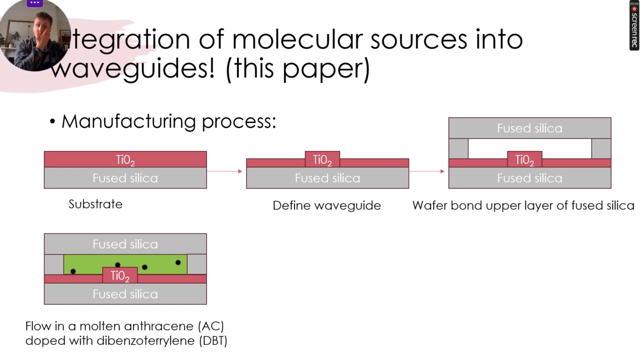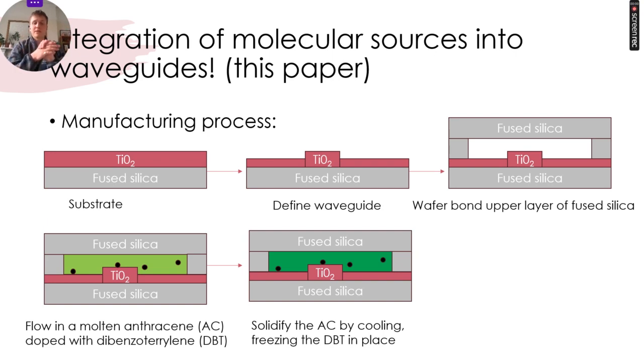Then they have molten anthracene, AC, which is signified by this green colour here, and they use this as a matrix within which to dope dibenzoterrylene, so DBT. DBT is the molecule that we're going to use as our single photon emitter. When you heat up anthracene, it becomes liquid, and you can flow it through these wells above the TiO2 structure. Then you cool it down and it solidifies, and this solidification traps the DBT molecules within the AC matrix, stuck in place. There is a chance, as you're reflowing, that these DBT molecules sit in close enough proximity to your waveguide that you're putting light through, allowing it to couple into the waveguide.